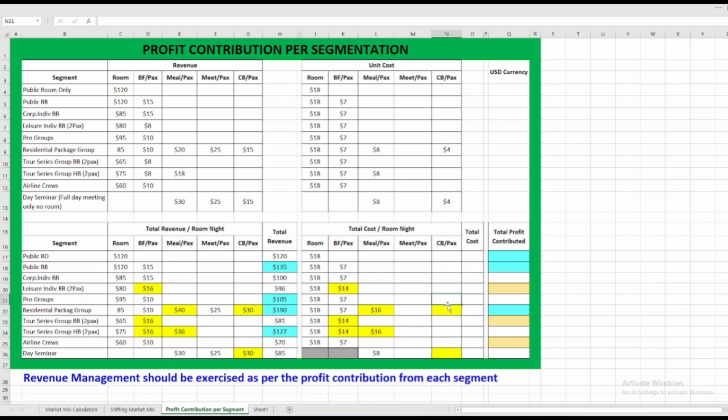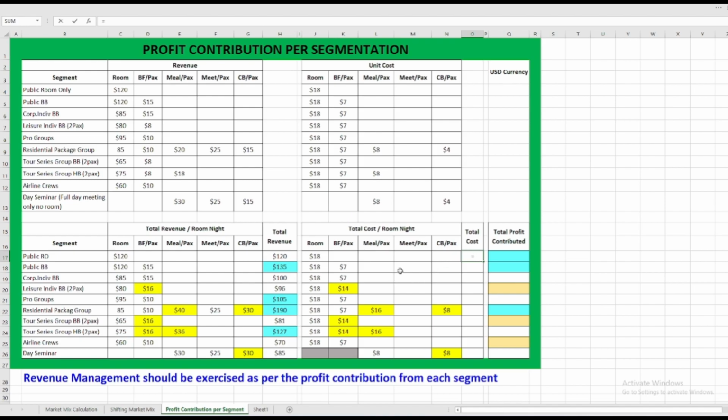Coffee break here for residential package group, 2 coffee breaks, one morning and one afternoon, so 4 times 2 is 8. Also the same as day seminar, 2 coffee breaks, AM coffee break and PM coffee break, so 4 times 2 is 8. Okay, so now we have completed all cost allocation, so let's do the total cost.